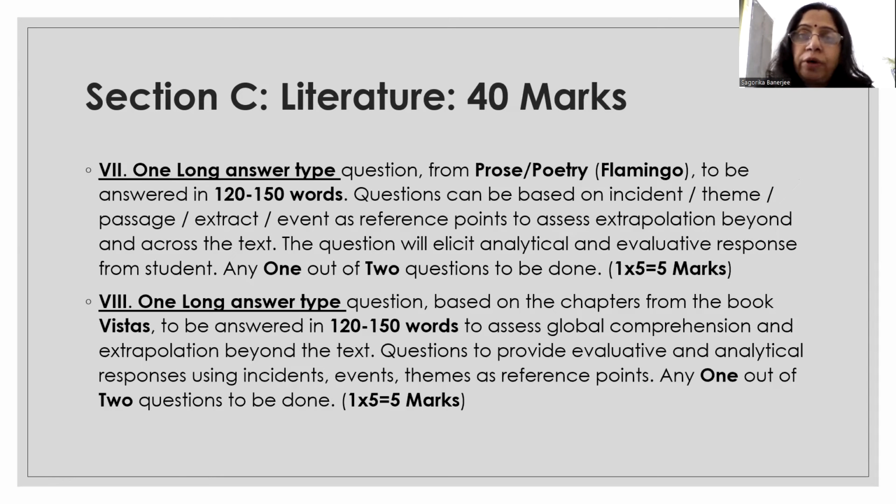Now coming to the next 2 questions, question number 7 and 8 of literature section. 1 long answer type question will be asked in question number 7. The question will be asked from both poetry or prose section of Flamingo book. The question should be answered in 120 to 150 words. Questions can be based on incident, theme, passage, extract, event as reference points to assess extrapolation beyond the text or across the text. The question will elicit analytical and evaluative response from the student. So any 1 out of 2 questions the child has to do, and the marks allocated is 5.